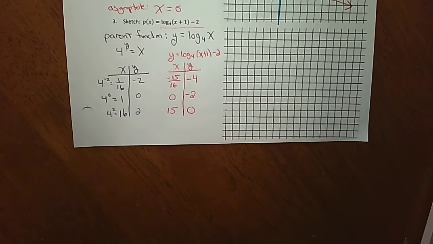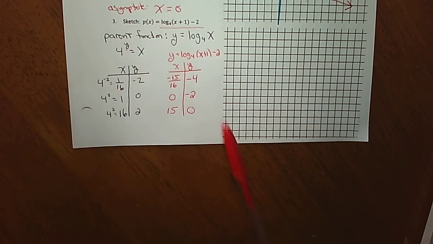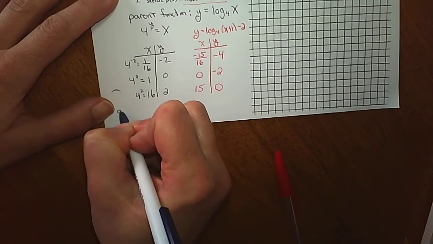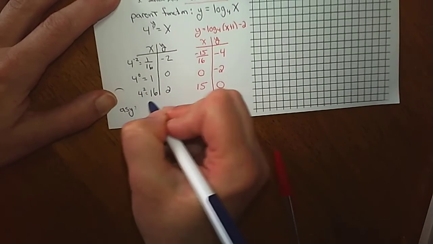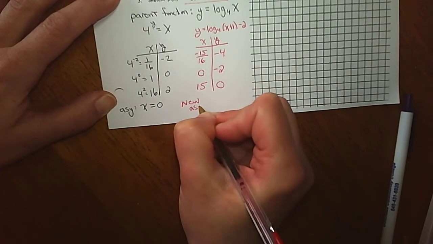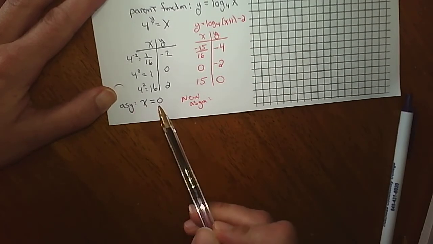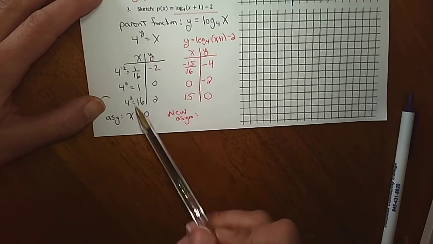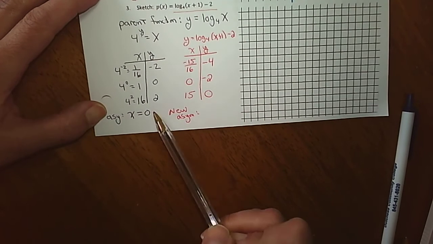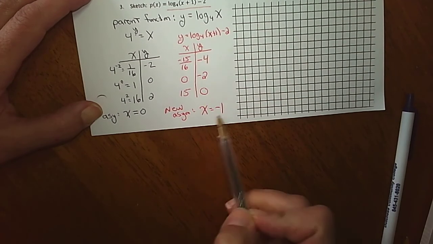Now, there's one other thing I want to talk about, and that's the asymptote. Anytime you guys start shifting, it's going to affect the asymptote. Now, for logs, the asymptote for the parent would be x equals 0. So the new asymptote, any shift that happened to the x is also going to affect the asymptote. The shift to the x was back 1. So that means my asymptote, which used to be at x equals 0, needs to be back 1 at x equals negative 1. And you always are going to want to draw the asymptote into your graph.